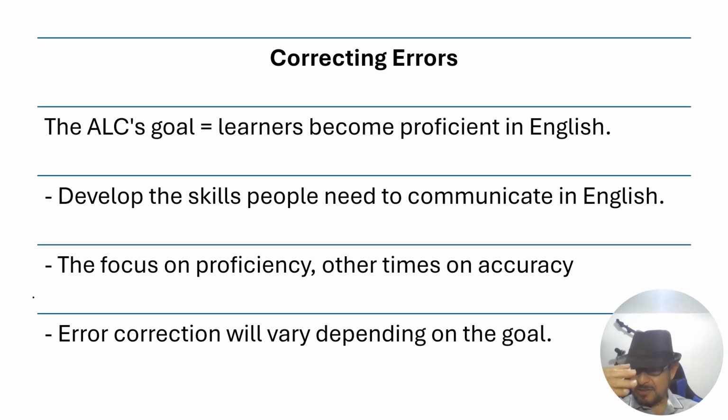As a result, error correction or constructive feedback will vary depending on the goal of a particular activity. Okay, just for you to remember, if you are working on accuracy, go ahead and correct any mistakes, not at any time, but in a timely manner. But if you are working on fluency, you just let it go. You just let them speak. Let them commit mistakes. They will correct themselves later on.